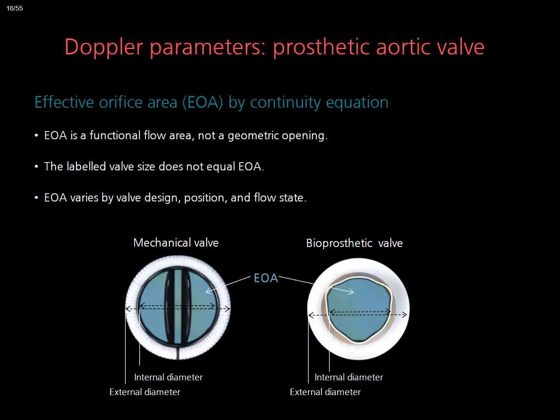Effective orifice area is the functional opening the blood actually uses, not the labeled valve size. That is why two prostheses with the same labeled diameter can have different EOAs and different gradients. We calculate EOA using the continuity equation, LVOT area times LVOT VTI divided by the prosthetic aortic VTI. The critical step is measuring the LVOT diameter accurately because small errors are squared and can change EOA substantially.